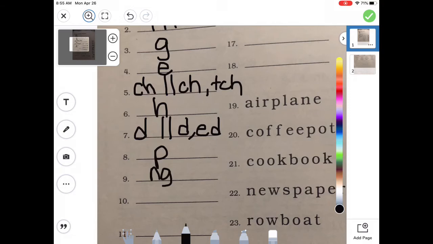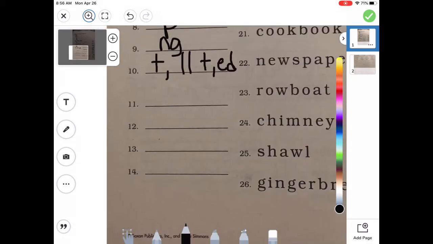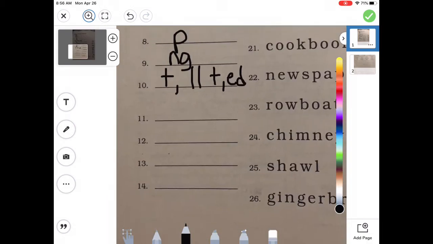Digraph NG. Good job. How about T? Very good. And then at the end it can be T or ED. Remember that ED can make that T sound sometimes too. All right, let's get ready to spell some of our words with those vowel digraphs. Are you ready? All right, the first one's kind of tricky.